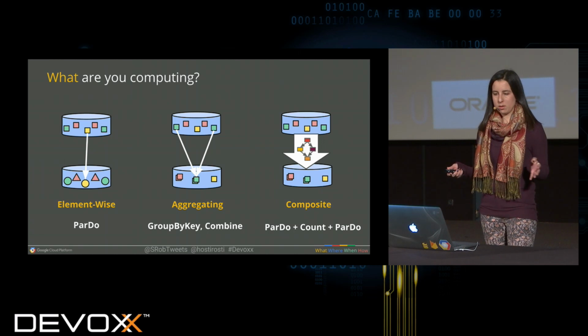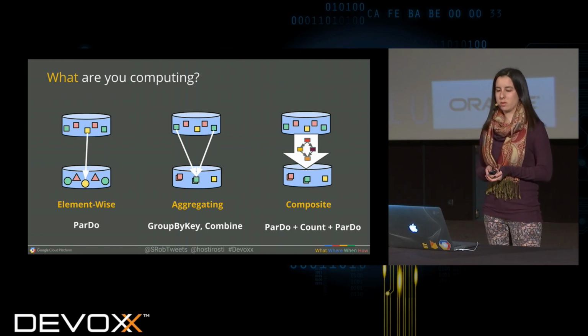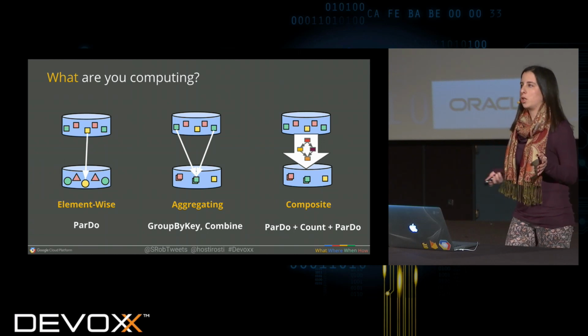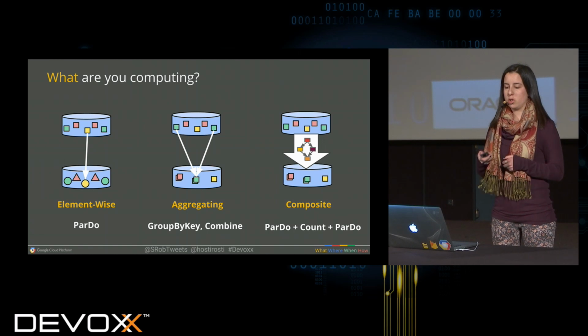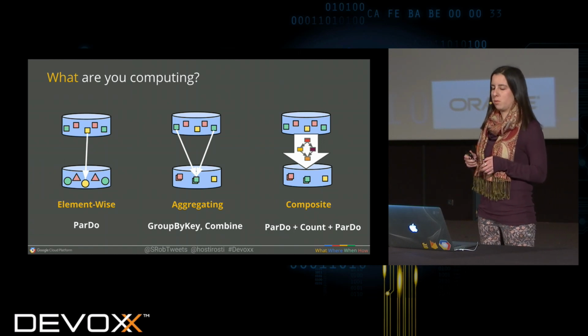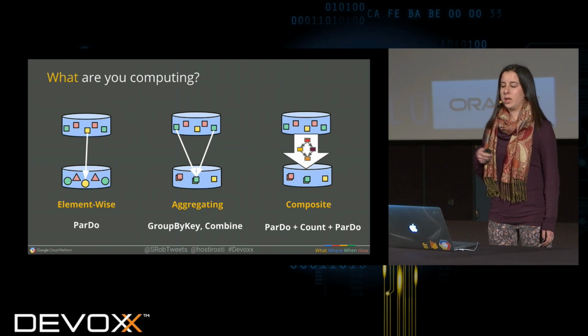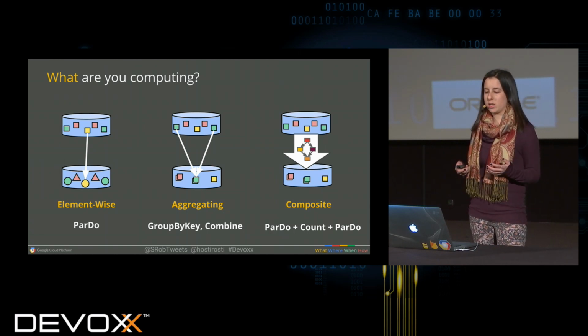The what: what are you computing? There are a couple of different types of transformations you could do on your data. The first is the element-wise transformation, which is similar to the map function in MapReduce. So you're performing a transformation on each element, which you do using the parallel do function provided by Dataflow. Another type of transformation is an aggregation function, so grouping by key or combining or counting.